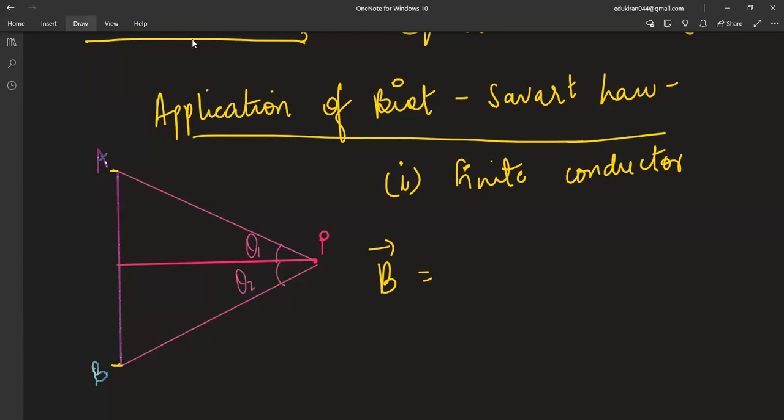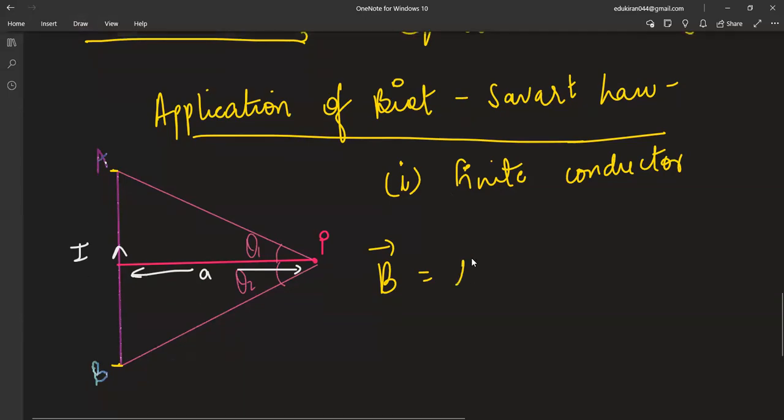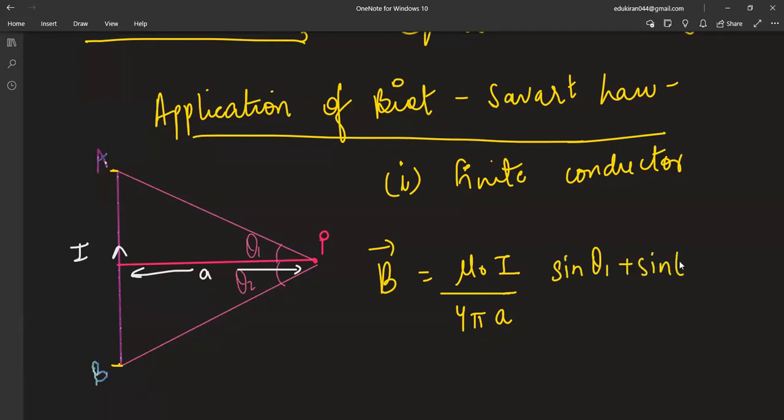What is the formula? If the current that is flowing through this is I, fine. This is the separation. Let's say the separation is A. So formula of magnetic field becomes mu naught by 4 pi, the constant, I by A, all right, into sine theta 1 plus sine theta 2. This is the formula. Now, depending upon different types of cases, you will get different types of formulas.